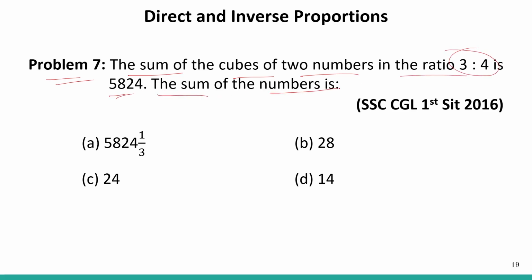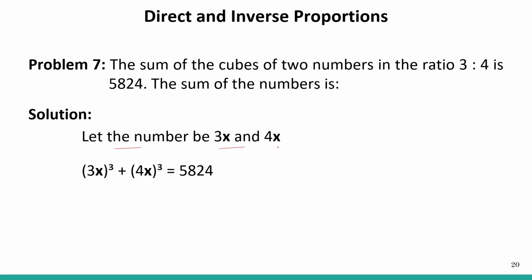So the sum of the numbers is what? 5824 whole and 1 by third. 28, 24 or 14. Okay. So this question has been asked in SSC CGL first sitting 2016 exam. Okay. So let the numbers be 3x and 4x respectively.